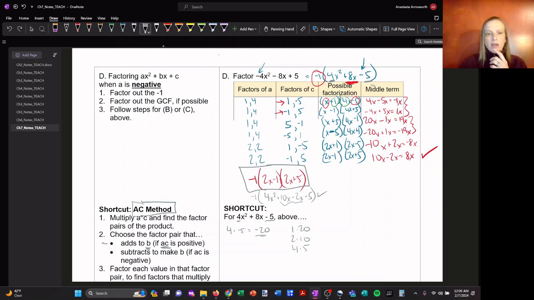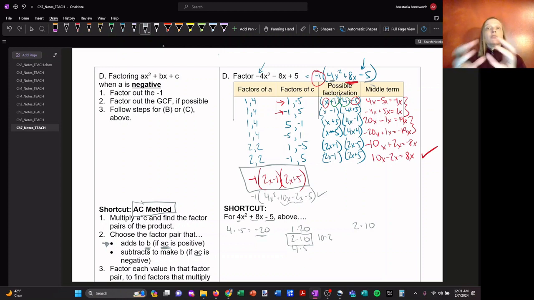Now, the strategy here is if AC is positive, I choose factors that add up to B. But if AC is negative, I choose factors that subtract to B. And here I see that 10 minus 2 is 8. And so I'm going to focus on this set of factors here. So let me focus on that set of factors, 2 and 10.